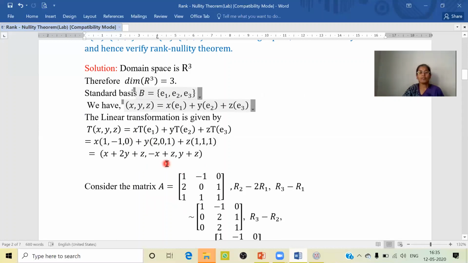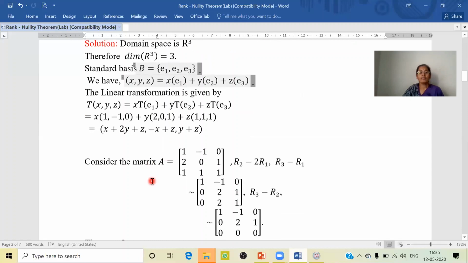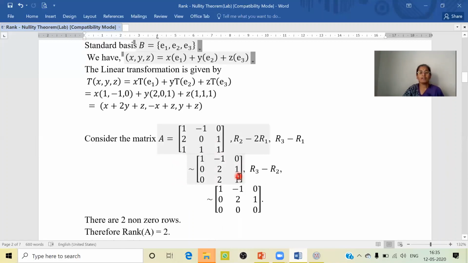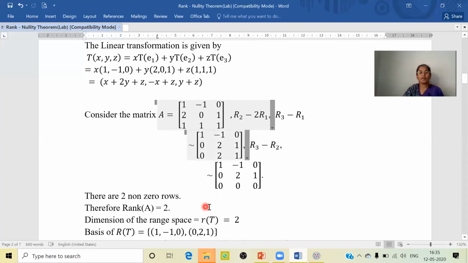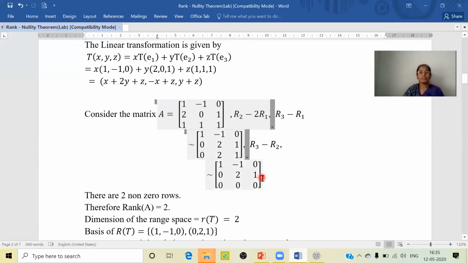Now let us form a matrix A which consists of rows containing the images of the basis elements. The images are given in the problem statement: (1, -1, 0), (2, 0, 1), and (1, 1, 1). Let us apply the row operations on this matrix A and reduce it to the row reduced echelon form. So the row reduced echelon form now contains two non-zero rows, the first row and the second row.